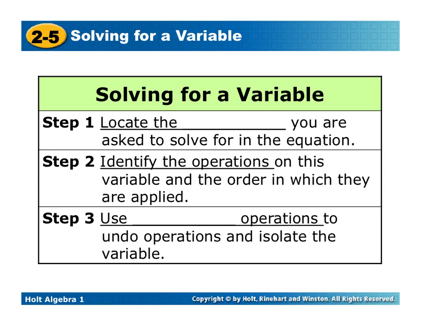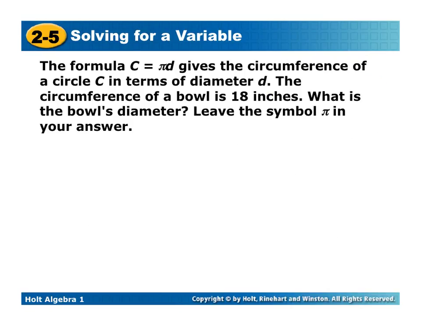So to start, when we're solving for a variable, first you're going to locate the variable that you are solving for in the equation, because remember there's going to be more than one. Then you're going to identify the operations which are happening to this variable, in the order in which they are applied, and then we're going to use, finally, inverse operations to undo and isolate the variable. So essentially it's like solving a normal equation, it's just that we're going to be having variable answers instead of numeric ones.